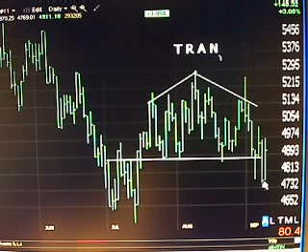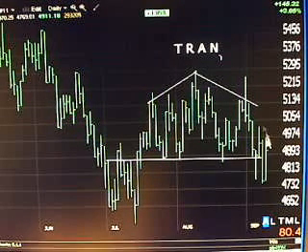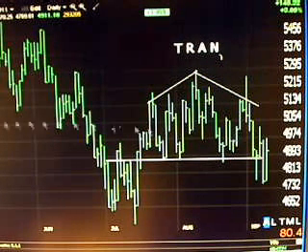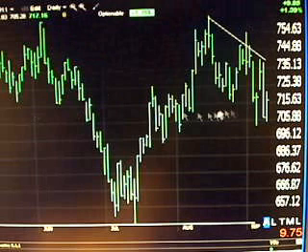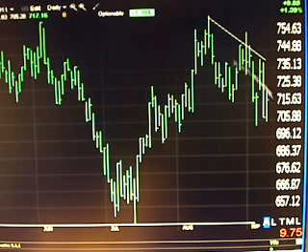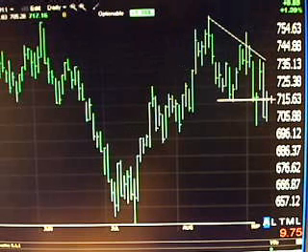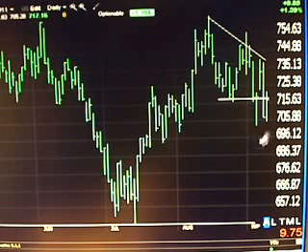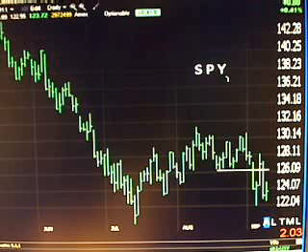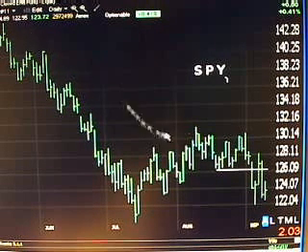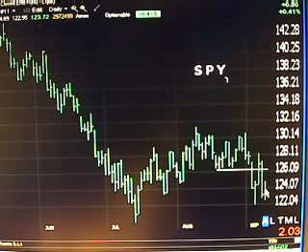Transportation average rallied back up into resistance. We still have this house of cards look. Nothing has changed there. Russell 2000, a little rally back up into resistance. Still a very negative look. That's our resistance. Just ran back up into it. So the picture hasn't changed there either. Standard & Poor's 500, which is represented by the SPY, very similar to the Dow.